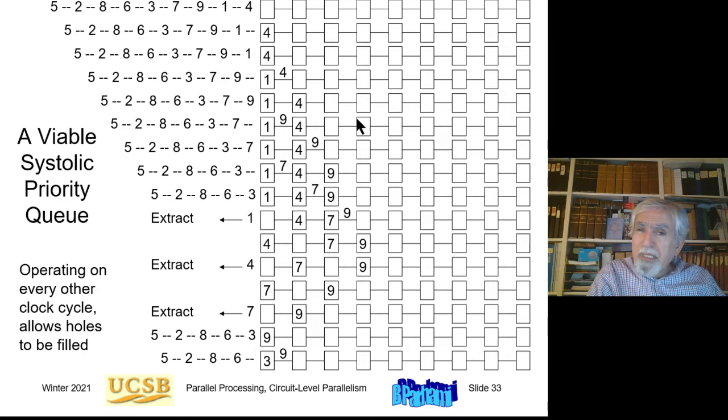Of course, I could have designed this queue in the following way, if it wasn't too big. Whenever I extract something like this one, I could broadcast a signal to all these cells and say, I have extracted something, therefore every cell please move your contents to the left.